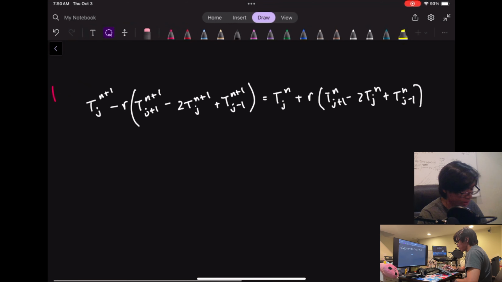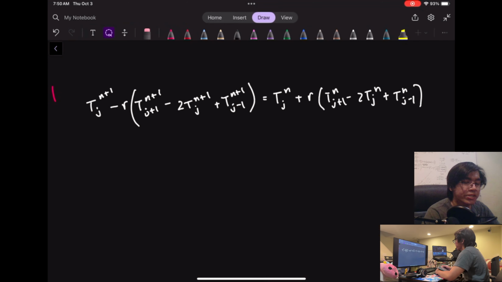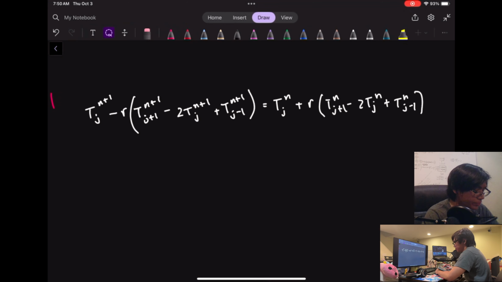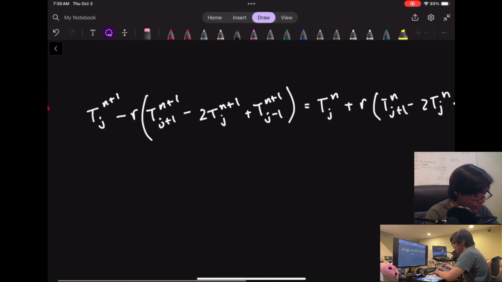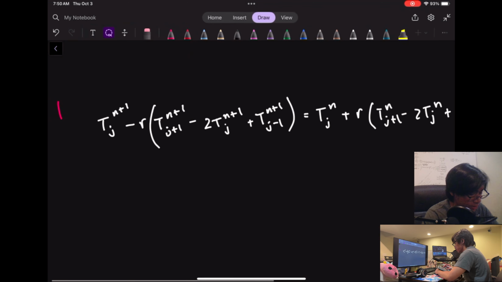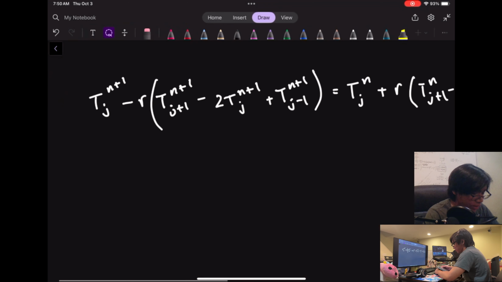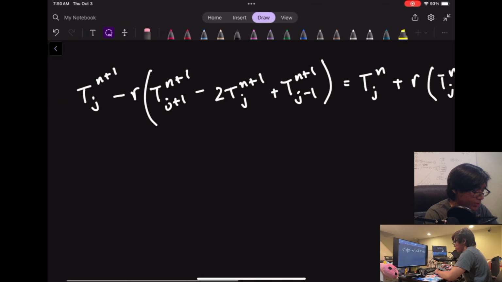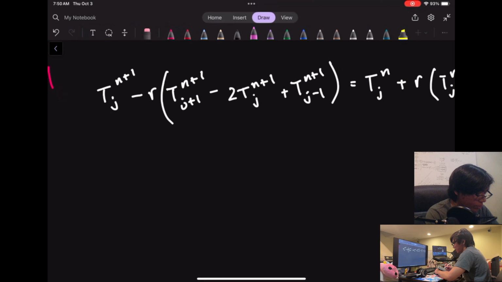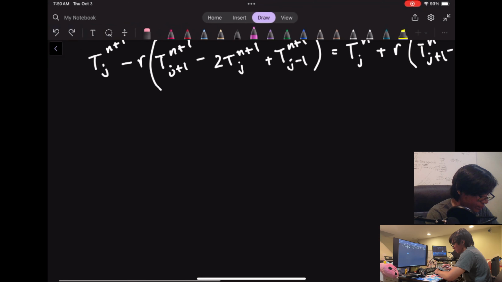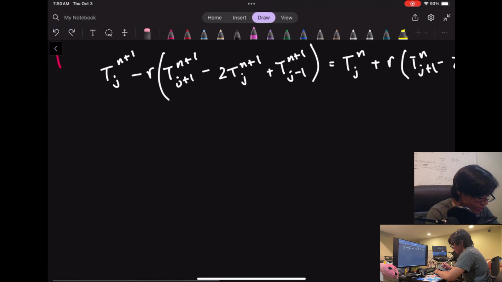So I'm going to write this in a way that will let us write our matrix easier, so we can visualize each row and column. I'm going to combine like terms again, but I'm not going to substitute the exponentials. All I'm doing is combining like terms. So we'll focus on this term first. That's simply minus r, different color, minus r T n plus 1.